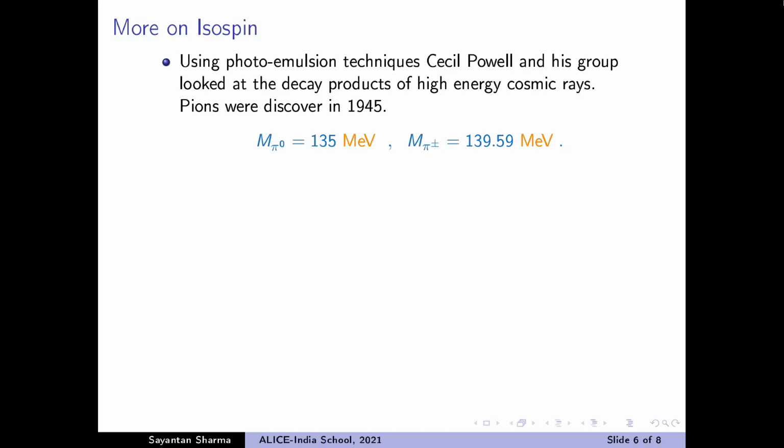So again, there's a tantalizing hint that they may be degenerate states under strong interactions. And so then there are these three states which are degenerate under strong interactions. So now, if there are three states which are degenerate, then can you guess the isospin of the system?